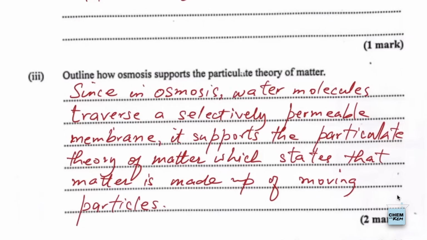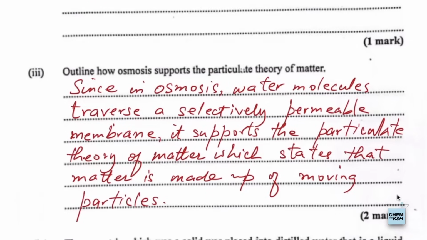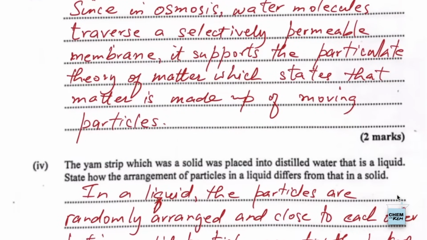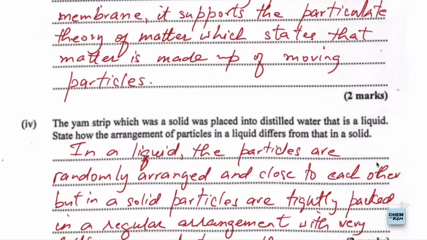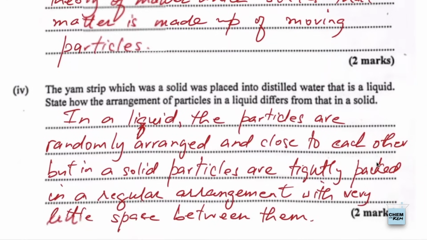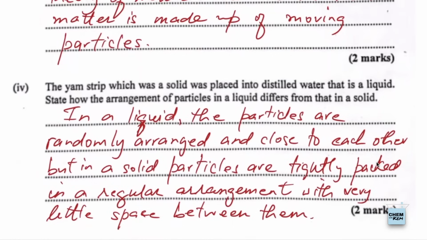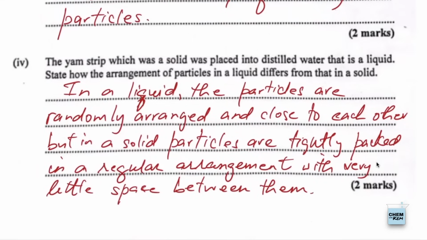So since in osmosis water molecules traverse a selectively permeable membrane, it supports the particulate theory of matter, which states that matter is made up of tiny moving particles. All right. And then for this part, the yam strip, which was a solid, was placed into distilled water, that is a liquid. State how the arrangement of particles in liquid differs from that in a solid. So in a liquid, the particles are randomly arranged and are close to each other, but in a solid, particles are tightly packed in a regular arrangement with very little space between them.